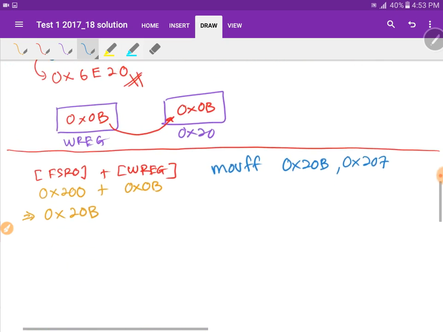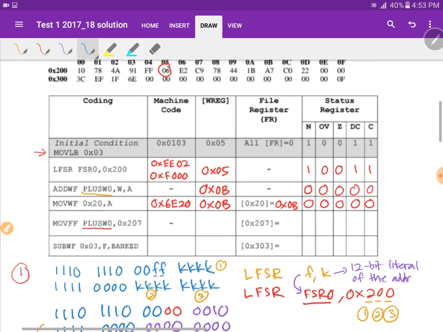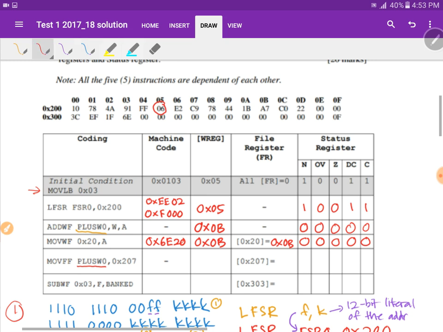So what is the content of 20B? We need to look here. 20B is A7. So A7 we are going to move to 207. So the value will be hex A7. What will be the value content of working register? It will be the same, because this instruction doesn't change the content of working register.